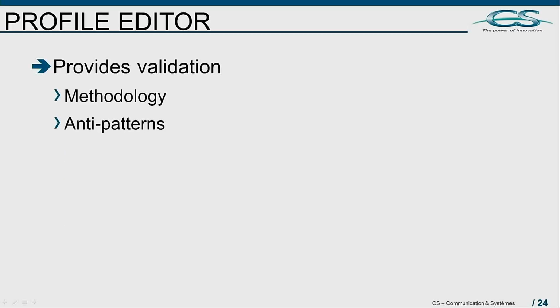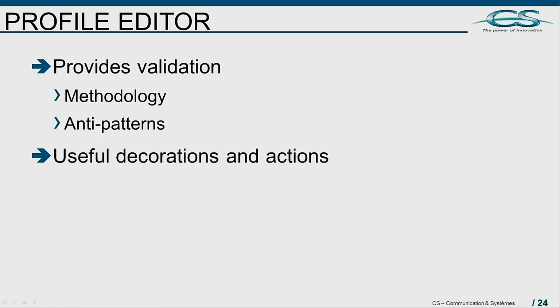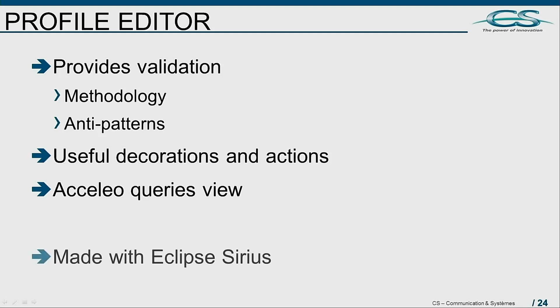So this profile editor provides validation. We can implement validation rules with methodology and anti-patterns we've discovered so far. We have useful decorations and actions to work with facets and so on. And we can also use the Acceleo query view, which I didn't show, but which allows us to do analysis, to see, okay, this stereotype is linked to other stereotypes, to analyze the impact when you update something. All this developer tooling is made with Eclipse Sirius, which is great technology. You can go and ask the guys at Obeo's booth about Eclipse Sirius. They'll be glad to tell you. And it's really great if you want to develop diagrams fast and easy.